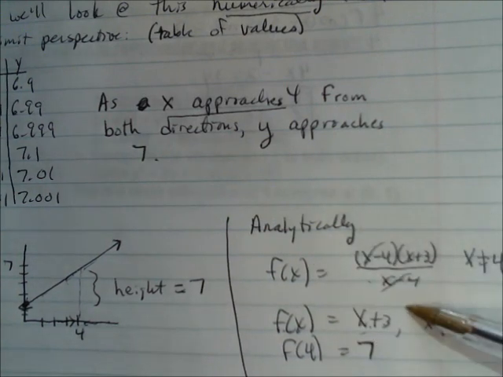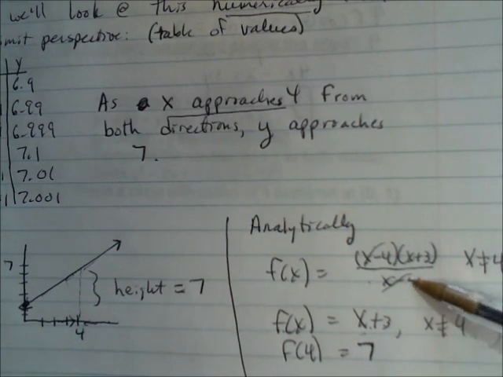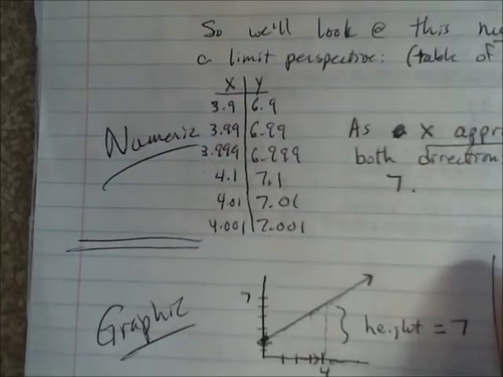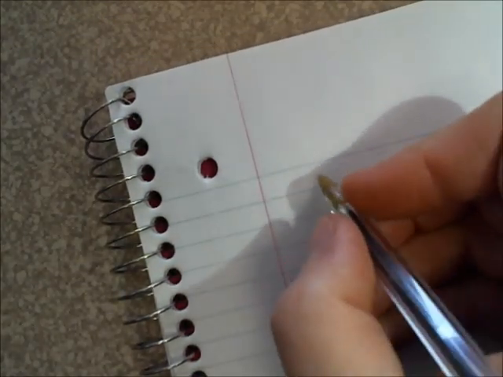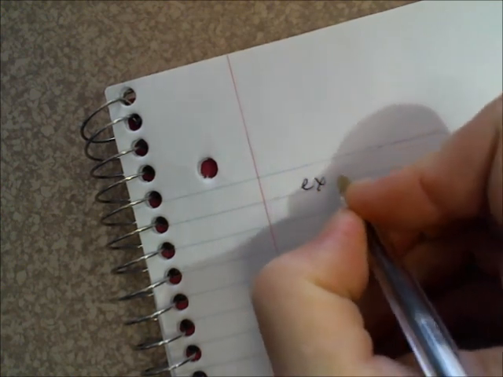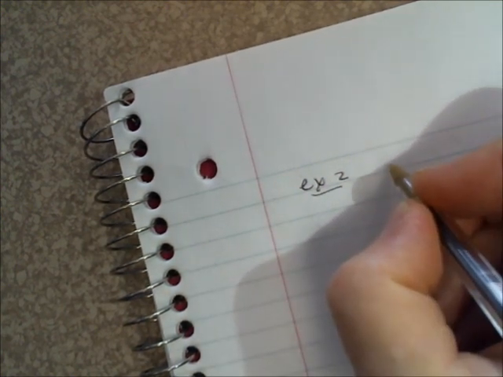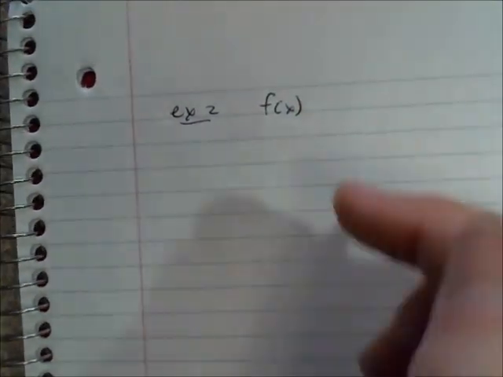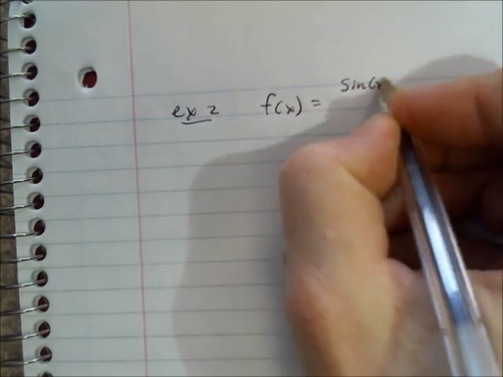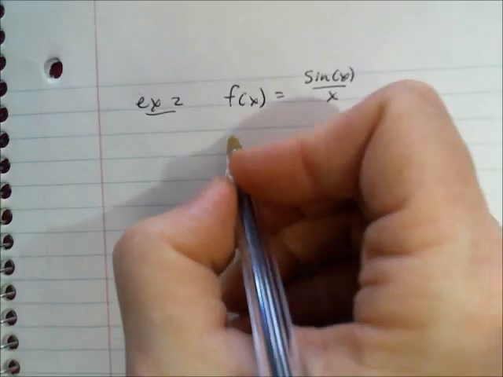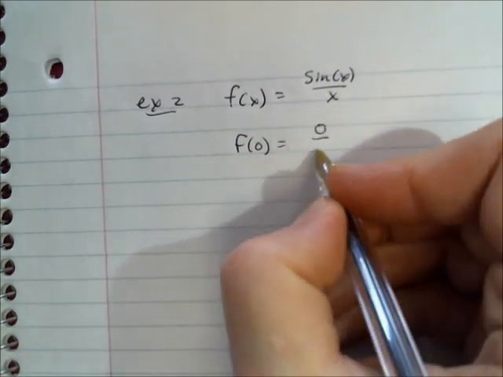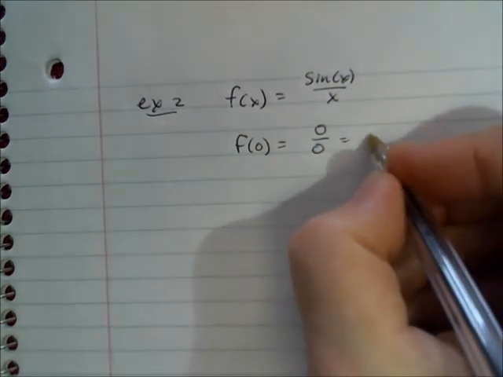Oftentimes we're given functions that can't be reduced like this one can, and the only way that you could find these limits is using a numeric or graphic way. I'll give you an example where you couldn't use an analytical way. This is example number 2. Let's say I have my f of x function that's equal to the sine of x over x. If I wanted to find out what is f of 0, well, the sine of 0 is 0, and when x equals 0, this is going to be an indeterminate form again.